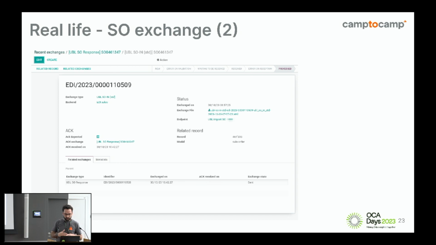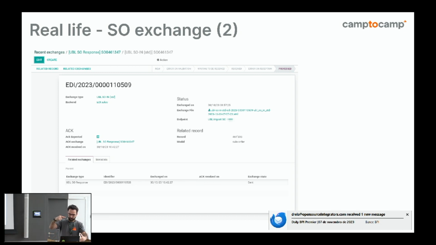This is how an exchange looks like. From there you see that it's attached to a specific type, a specific backend, its status, and the endpoint that generated it. If you have an ACK, you also get the relation to the exchange ACK. At the bottom you see related exchanges, because you can potentially generate multiple exchanges that are tied to the initial one. Like in the case of a sale order, you have an incoming sale order. As long as the sale order is modified till the very end, you're going to send out multiple order responses, depending on your settings, and you're going to see them all here.